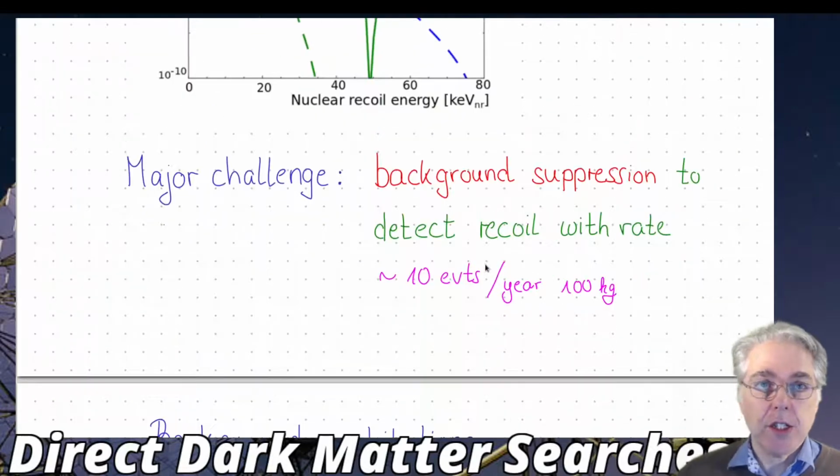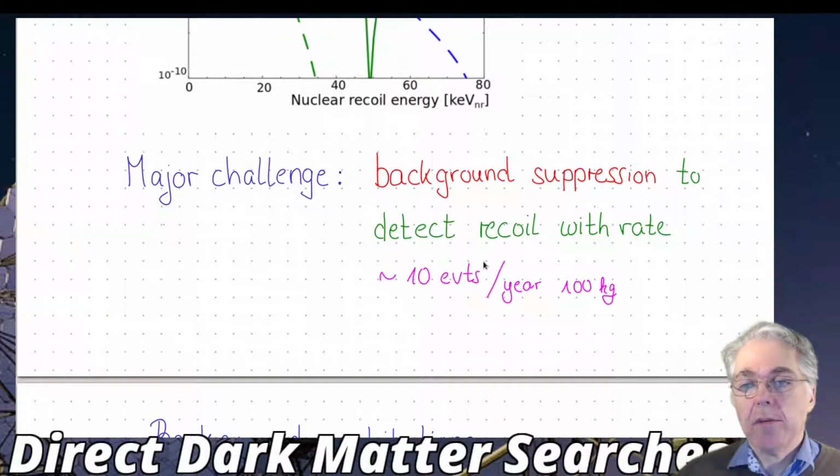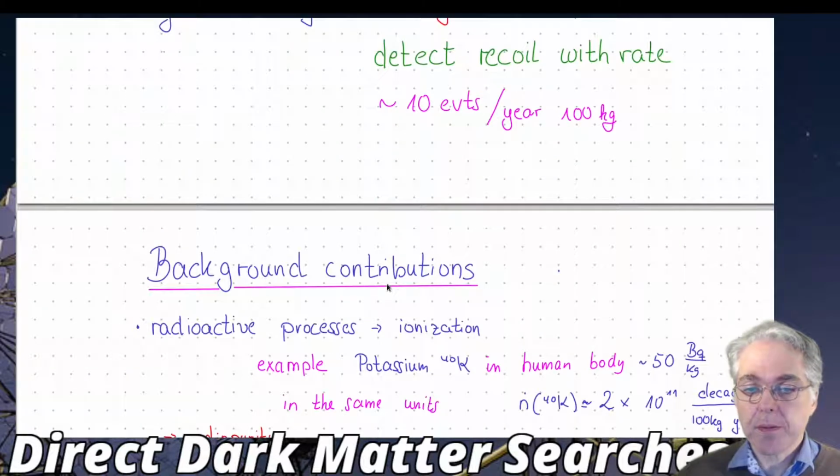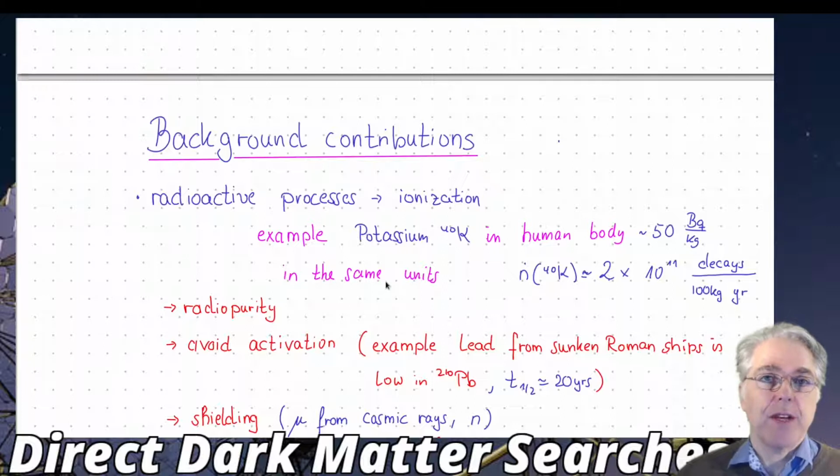Now the major challenge is, of course, you need to detect this kind of faint signal against the background of, for example, radioactive decays and also nuclear recoil type events which come from neutron scattering. Now let's have a look at the background contributions.